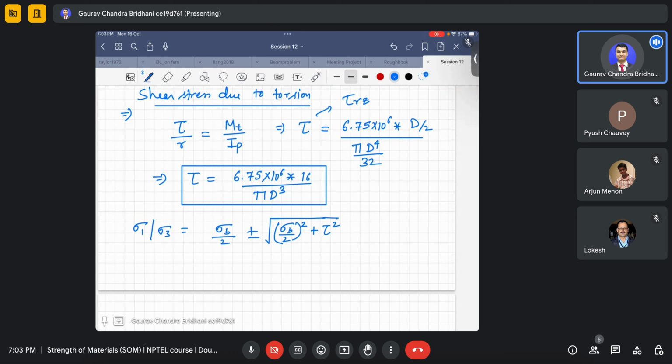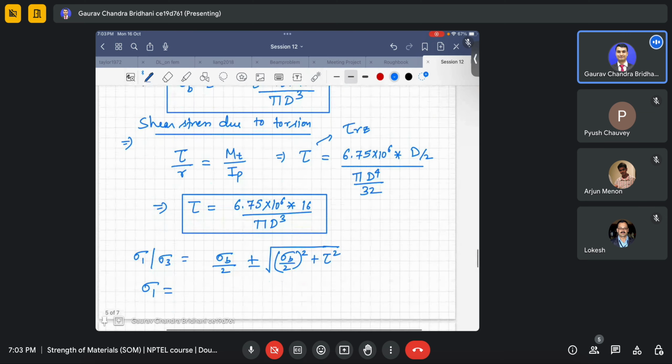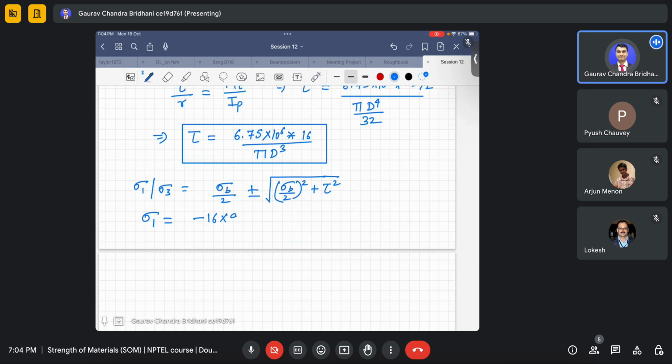So now we substitute the value. If we want to find sigma 1, it will be sigma b by 2, so that is minus 16 into 9 into 10 to the power 6 by pi d cube, plus square root of (16 into 9 into 10 to the power 6 by pi d cube) whole square plus (16 into 6.75 into 10 to the power 6 divided by pi d cube) whole square.